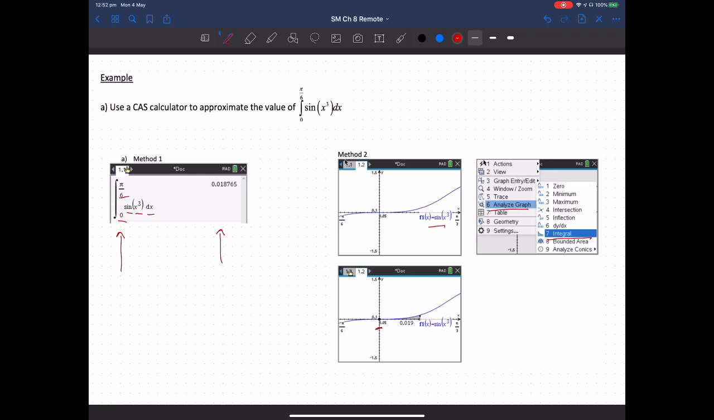And it would ask the upper bound, type in pi on 6, and you will see it shades in the area in grey and writes down the value. You'll see the value here is 0.019 compared to the answer that we got when we used the integral in method 1, which was 0.018765. They are the same thing if you have them to 3 decimal places.